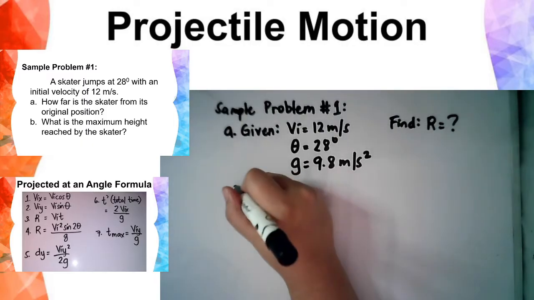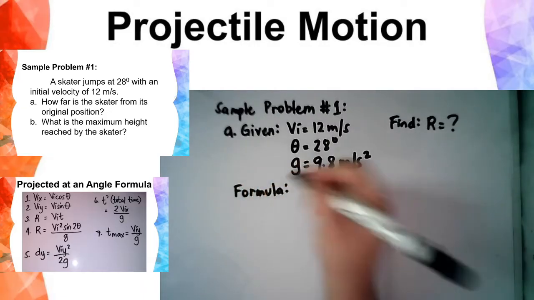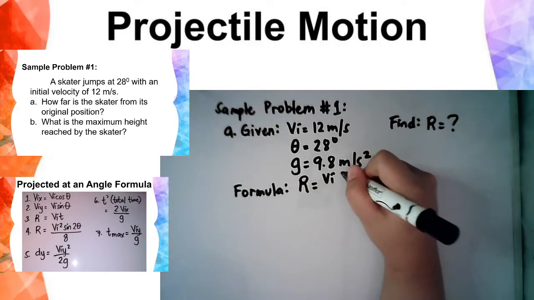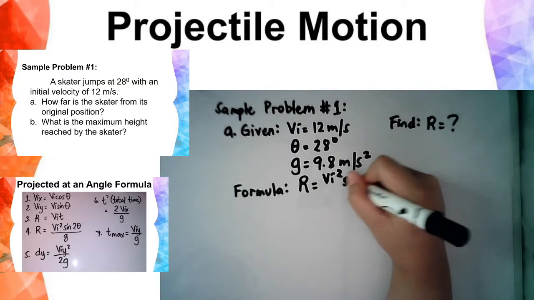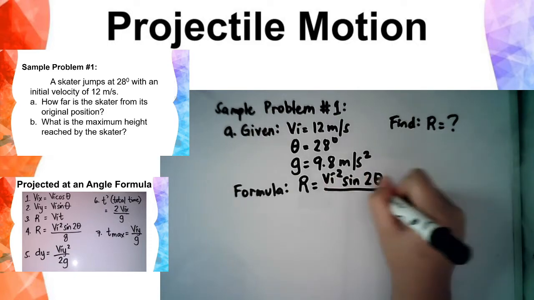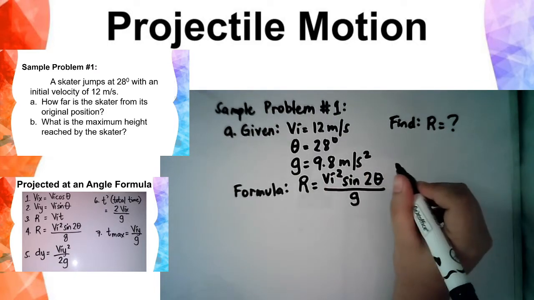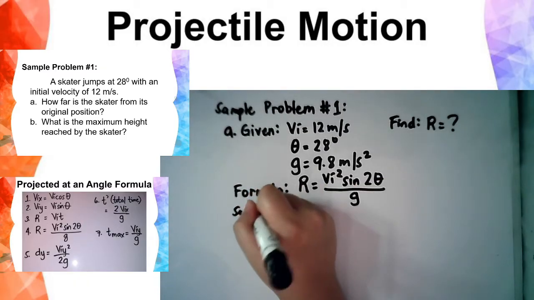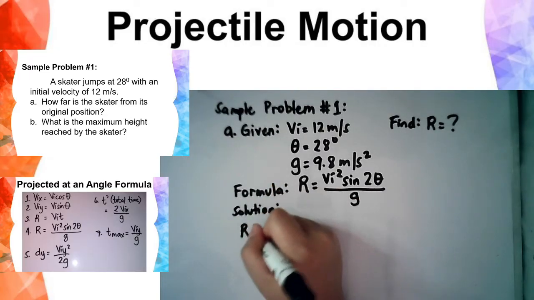So, we have here the formula. Range is equal to VI squared. Huwag pong kakalimutan yung squared sa taas. Sine 2 theta over g. So, this is our formula. Now, for our solution, we have the R.